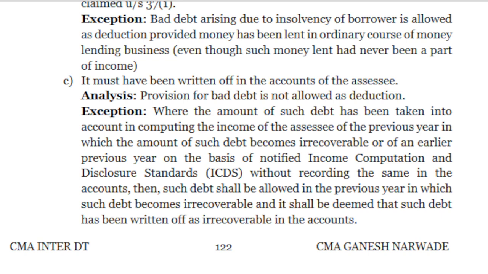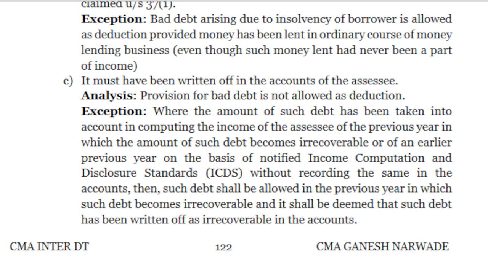Bad debts are also allowed in the hands of the successor. Suppose you as a businessman continuing the business transferred the business to your father or child. In that case, what happens? Father gave the goods on credit to a customer. Later on, the son can consider it as bad debts if the customer doesn't pay the money. Simple, correct?